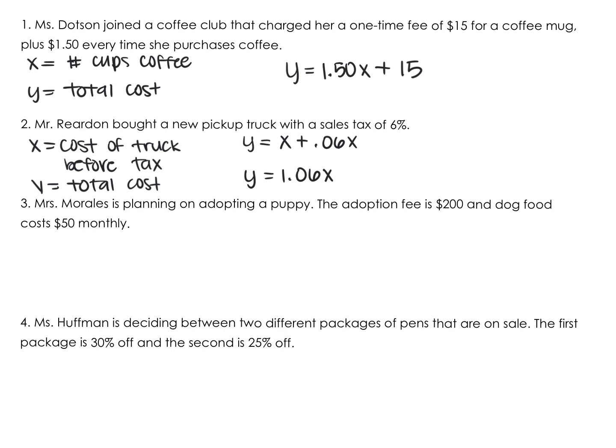Number 3, we have that Mrs. Morales is planning on adopting a puppy. The adoption fee is $200 and dog food costs $50 monthly. So x is going to represent our number of months, and y is going to be our total cost. So we'll have y equals 50x plus 200.